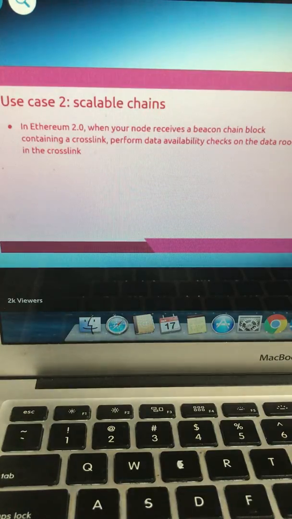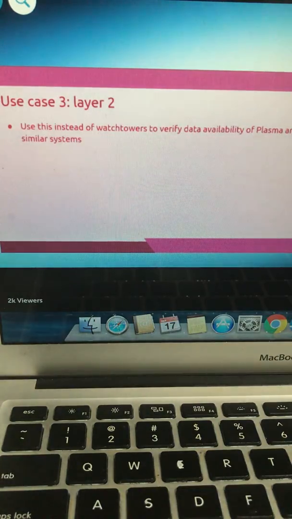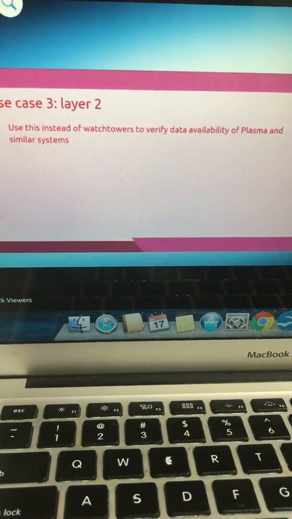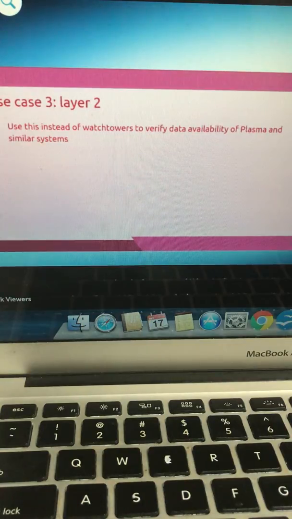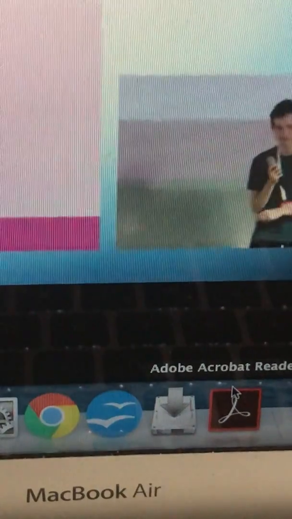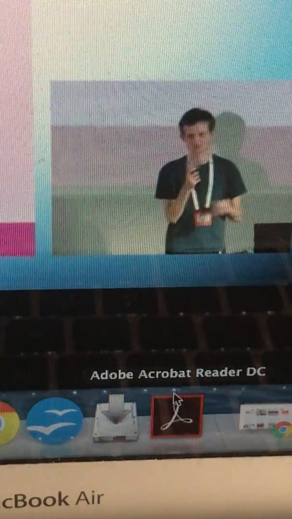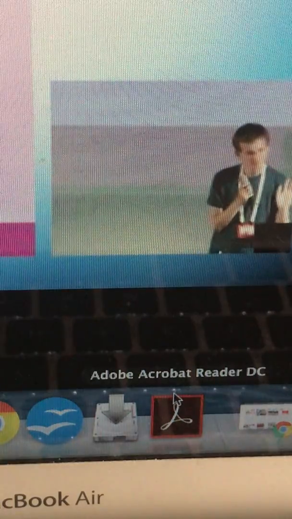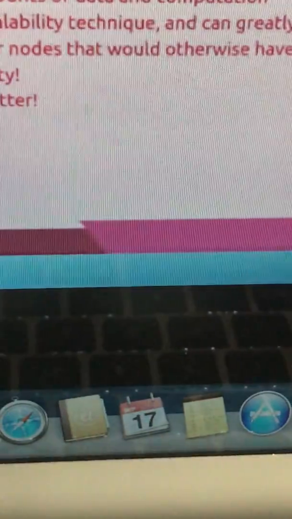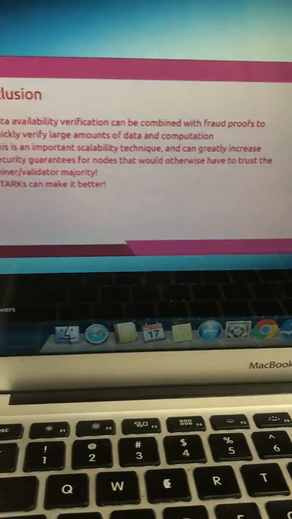Now use case 3, layer 3 is layer 2, right? If you have some DEX plasma chain, and your DEX plasma chain requires users to verify data availability so that they can make challenges, which pretty much every plasma construction requires, then you can use this to check for data availability instead of users downloading the data themselves or relying on some trusted watchtower scheme. So, conclusion. Data availability verification and fraud proofs are two nice ingredients.